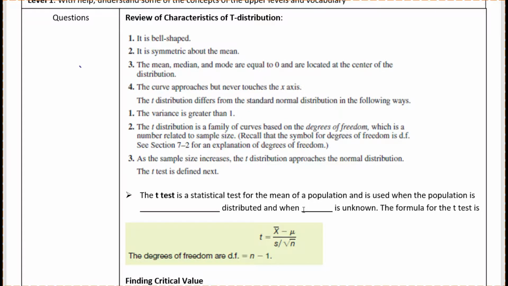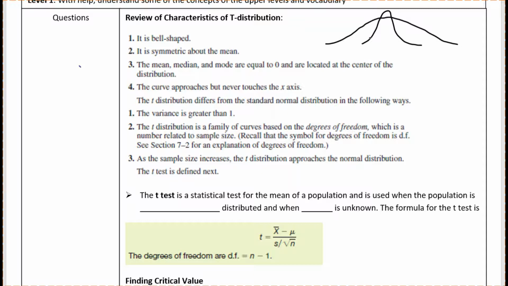What we want to look at first are the characteristics of the t-distribution, kind of reviewing what the t-distribution looks like. So if you were to graph the z-curve first, this is the z-curve right here. This is the normal bell curve. If you were to draw the t-curve, the t-curve is actually more spread out. So this is an example of a t-curve.